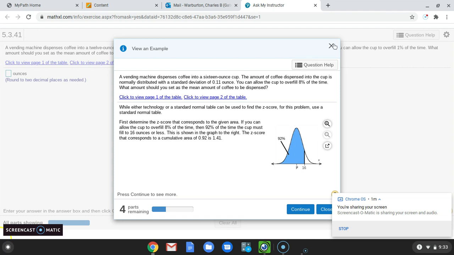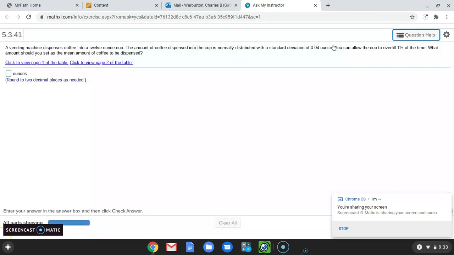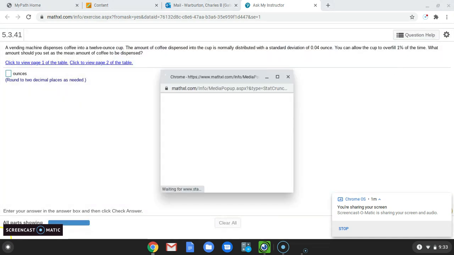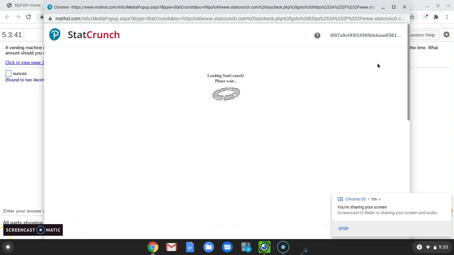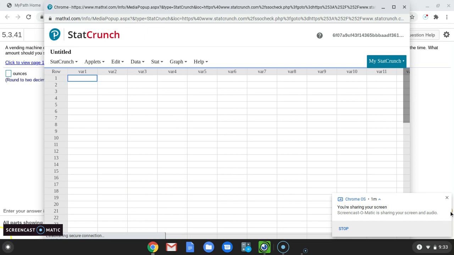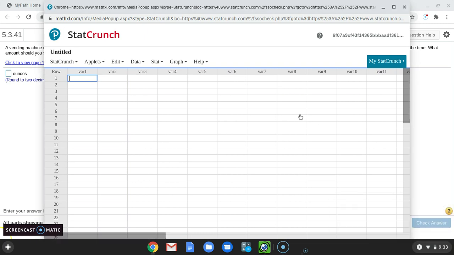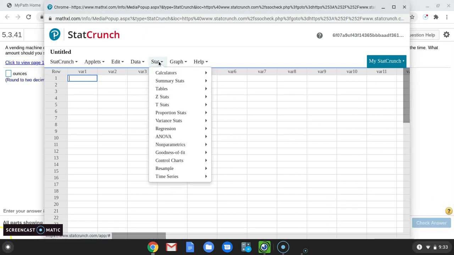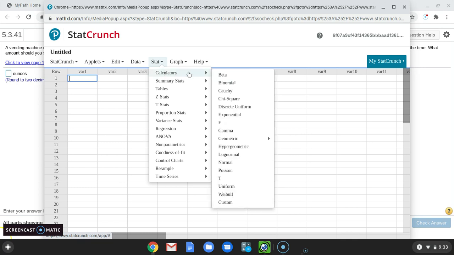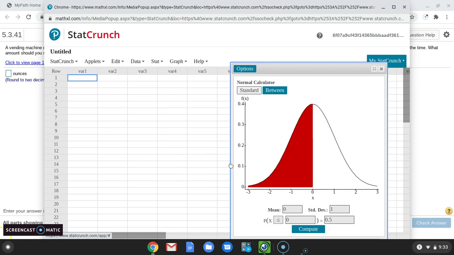So how we find the standard normal is we go to StatCrunch. StatCrunch is up in the question help. And we could also use the table, the Z table, but I'm going to use StatCrunch here. So we go to Stat, Calculators, and then go down to the normal calculator. There's the normal calculator there.